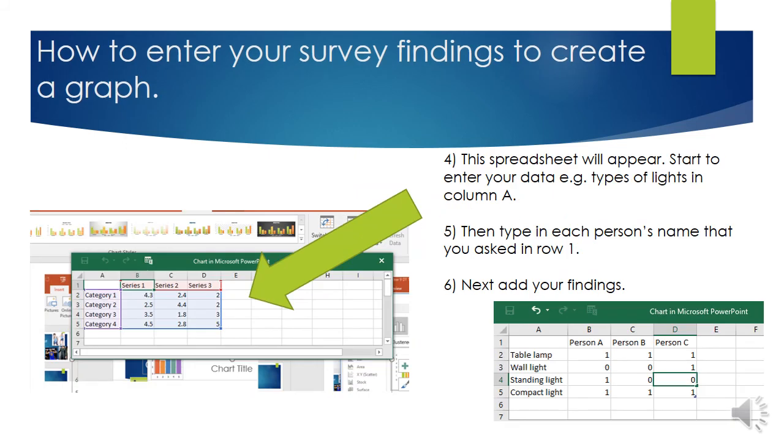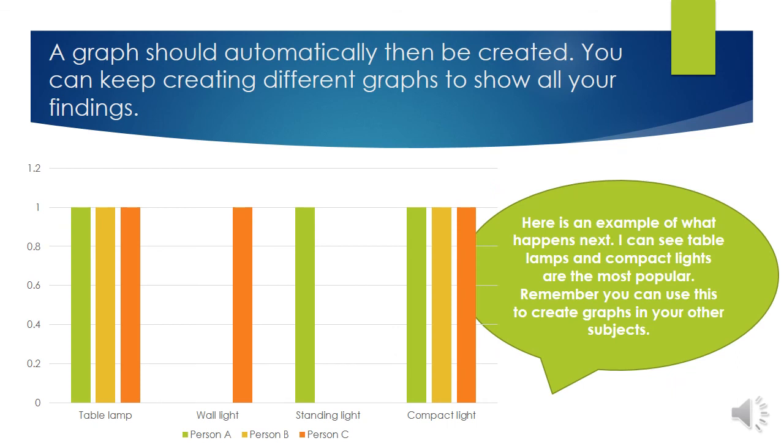You then start getting what's part of a spreadsheet. Okay, this is very much like Excel. So you can see there on the screen, number 4, it's asking you to put in some data. All right, so you've got column A, and that's where you could put down, for instance, different types of light. And then along the top there, you could have the person's name. And then obviously you can start typing in your findings. If you look here, bottom right-hand side of the screen, this is what I have done. And this is what it comes up with. Okay, and I can change this. I can add a title to this, but it shows me that table lamps and compact lights are the most popular.